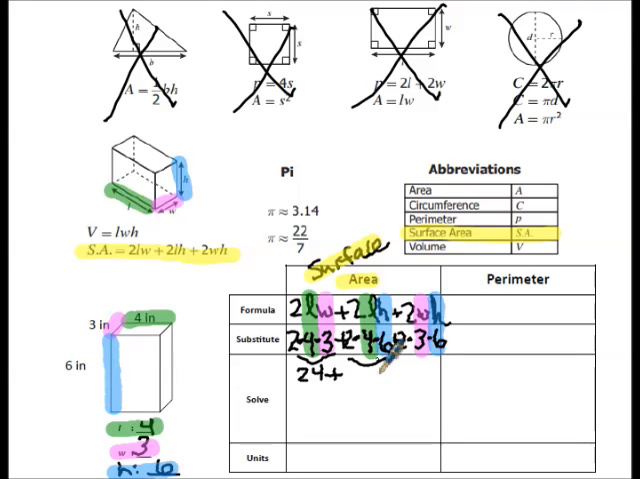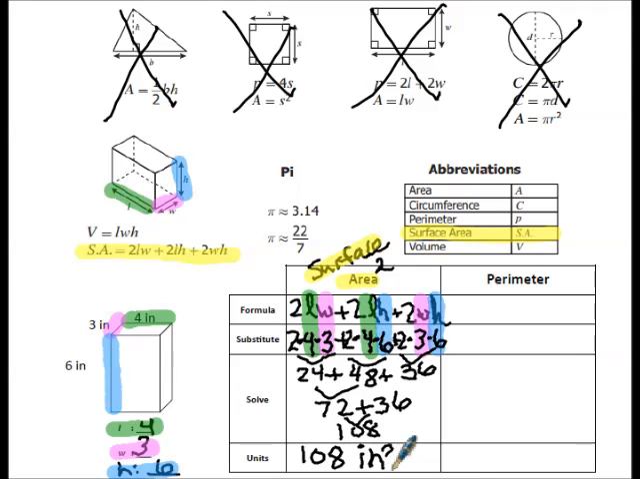We're going to do all the multiplication first. 4 times 6 is 24, times 2 is 48. And this last set of multiplication, 6 times 3 is 18, and 18 times 2 is 36. Then we're going to add 24 and 48 to get 72. Then we're going to add the last 36, and we end up getting 108. So I have 108, and because I'm covering the surface with squares for area, it's going to be 108 inches.